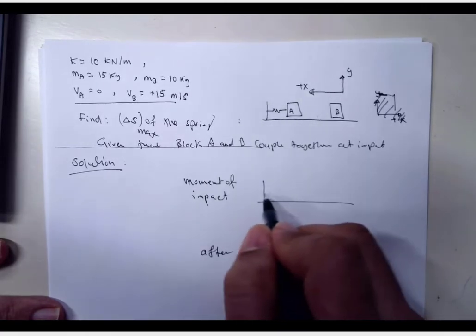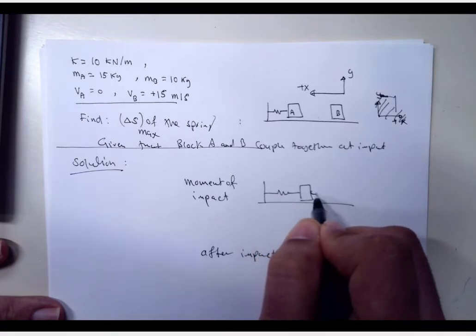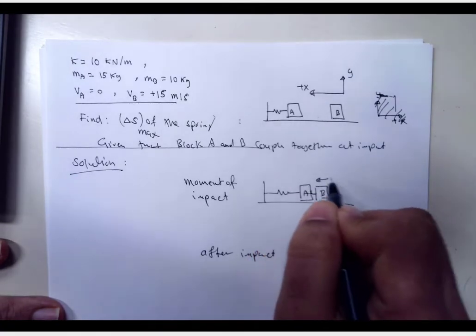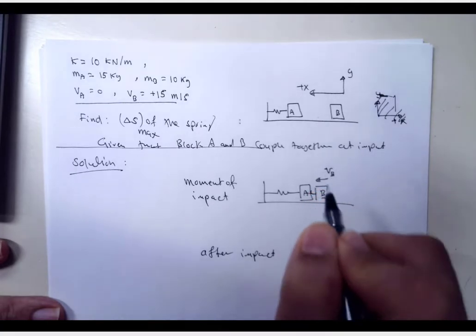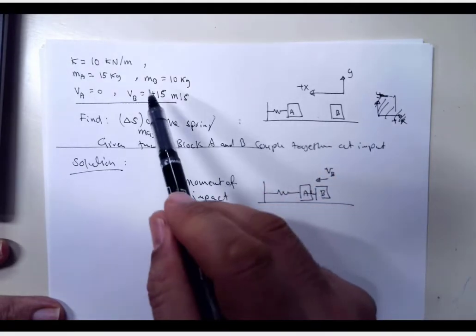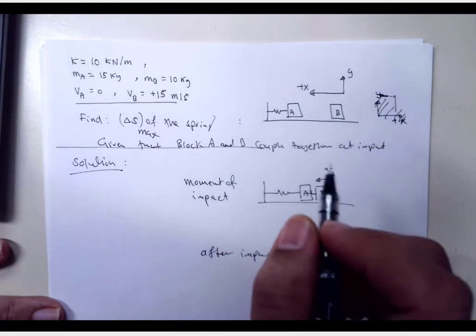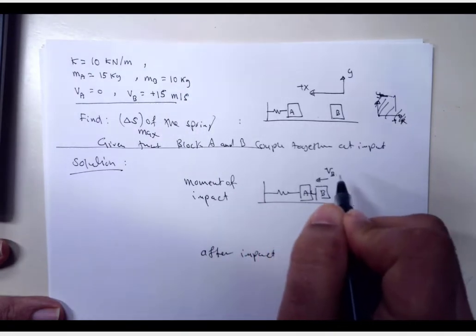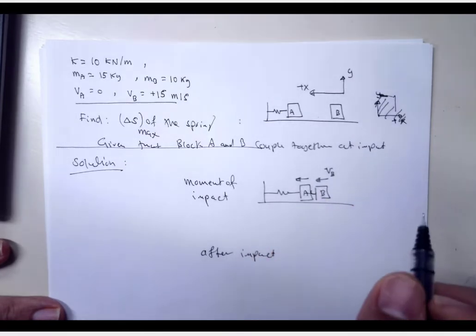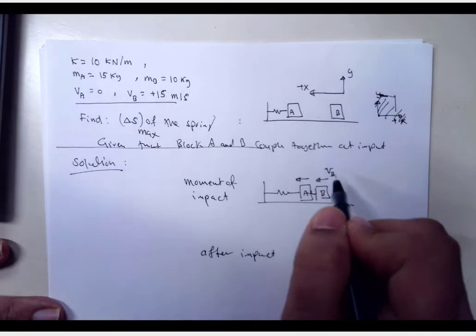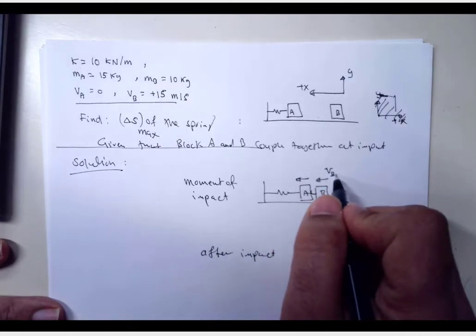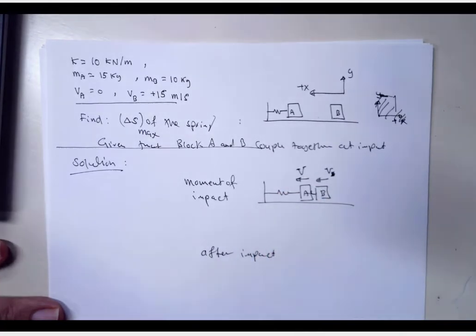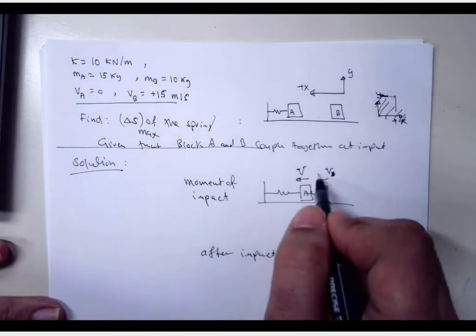Okay, so at the moment of impact, let's say this is the moment when both A and B couple. At this moment, we know VA and VB just before the impact, B has a mass of 10 kilograms and a velocity of 15. And because A and B travel together, both of them will have the same velocity after the impact. I'm going to call it V, the velocity after the impact. So at the moment of impact, both of them couple and become together.